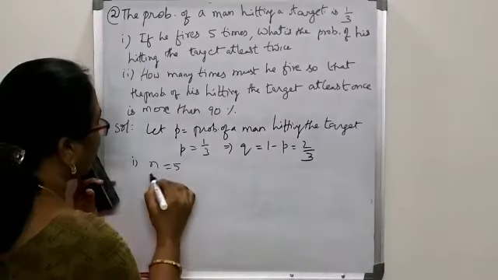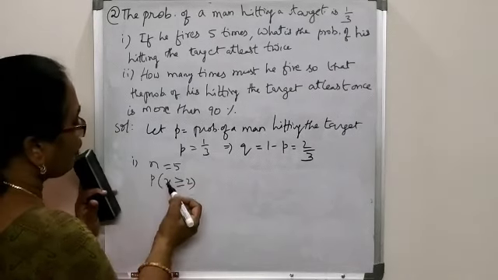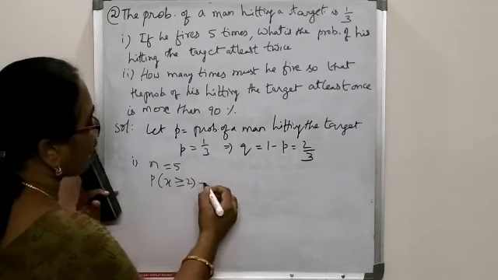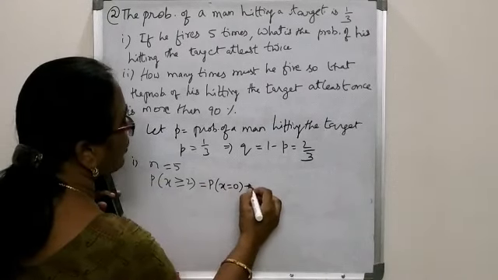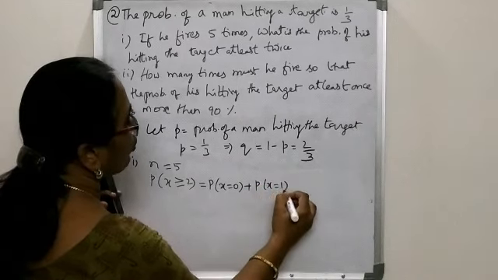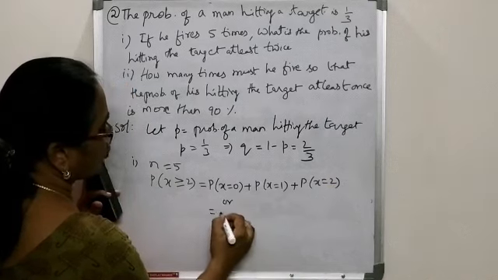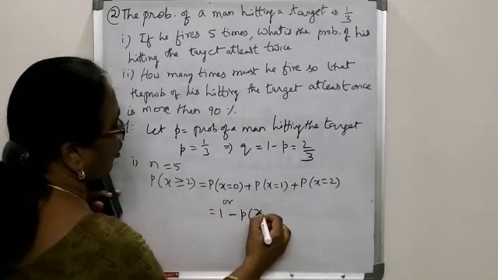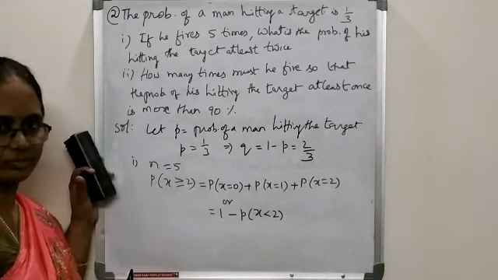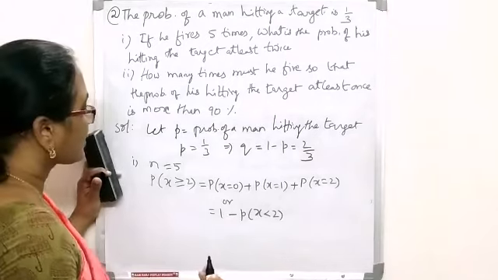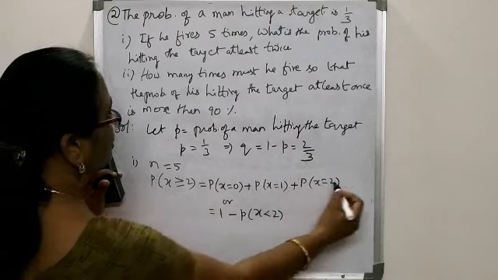So what is required here? P of x greater than or equal to 2. And as we all know, p of x greater than or equal to 2 can be written in two ways. It may be written as p of x equal to 0 plus p of x equal to 1 plus p of x equal to 2. Or otherwise it can also be written as 1 minus p of x less than 2. Both are the same. Okay. Now let us calculate any one of the methods. Suppose we choose the first way.